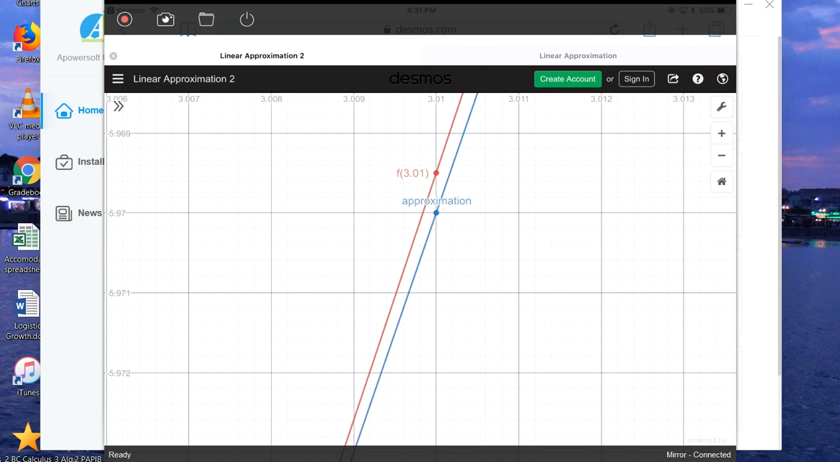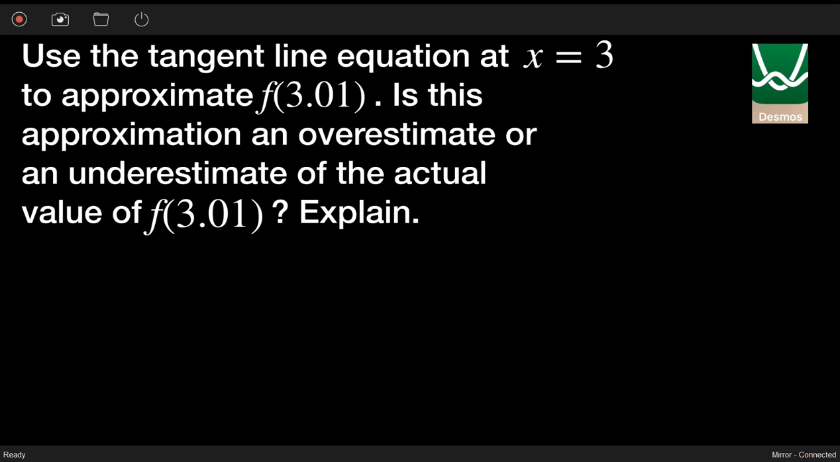All right, so remember, the red is the actual function, the blue is the approximation, and the approximation is under the actual value. So this is an underestimate of the actual value. So this is your situation where you have a curve that goes up, and we've got a point on this, and so we have an underestimate because it is underneath the actual value.